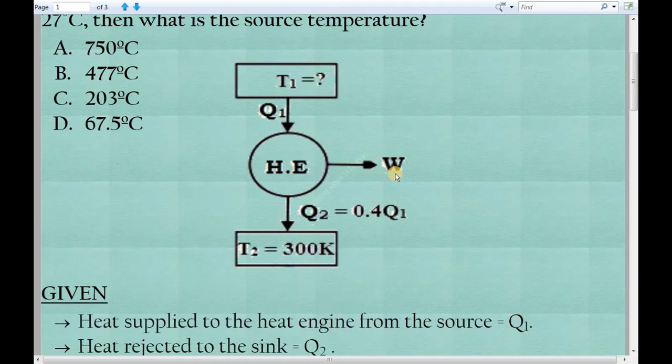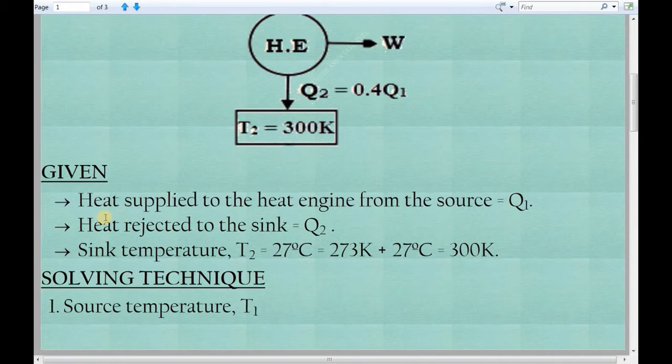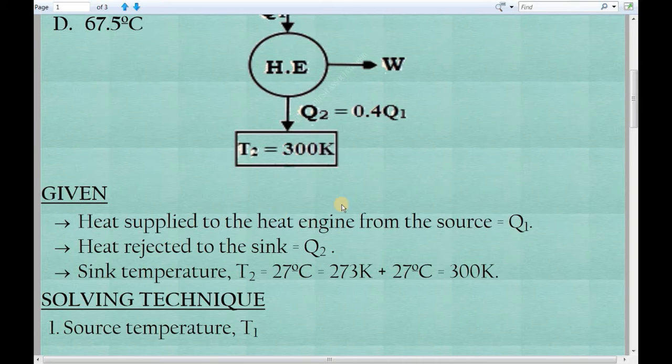Now I will list out the given conditions from the question. First, heat supplied from the source, which is taken as Q1. Second, heat rejected to the sink, which is taken as Q2. Third, temperature of the sink, which is 27 degrees Celsius, and it is taken as T2. Here, temperature is in degrees Celsius, so we will convert it to Kelvin. For that, just add 273 to this value. We get 273 plus 27, which is 300 Kelvin. So the sink temperature is 300 Kelvin. By using these three conditions, we are going to find the value of source temperature.